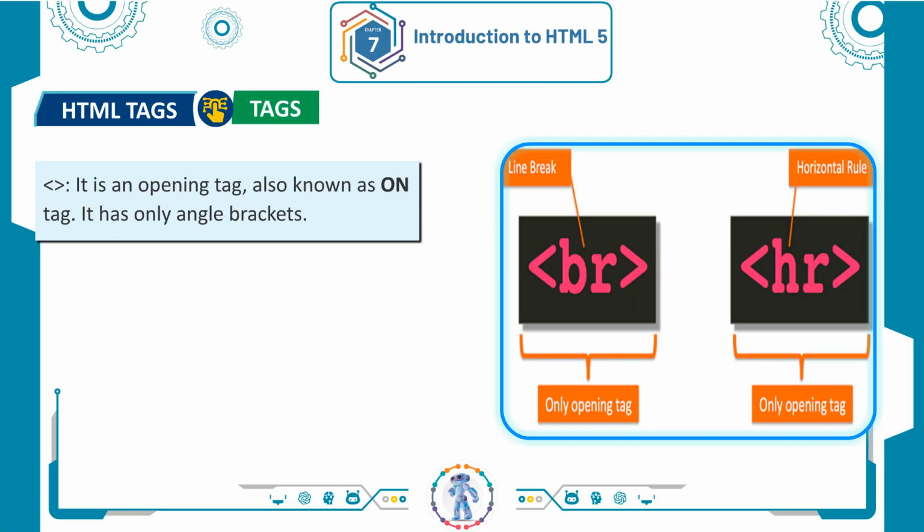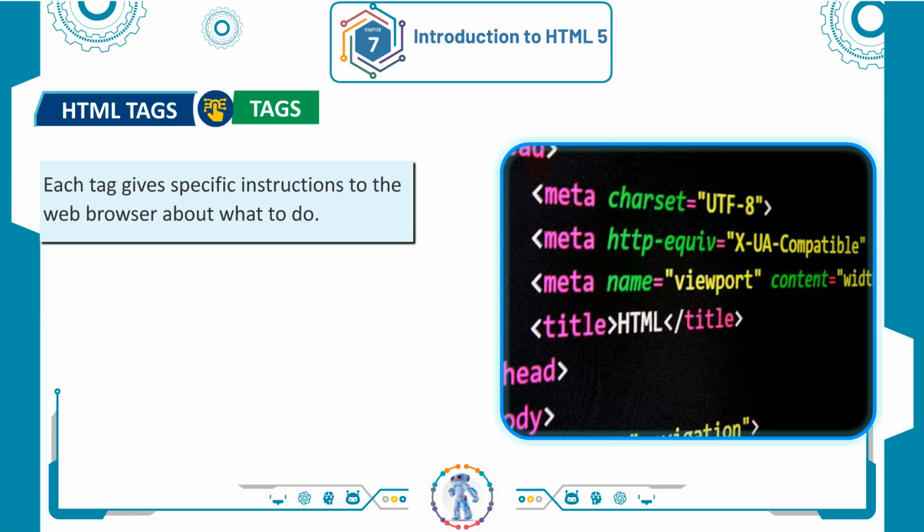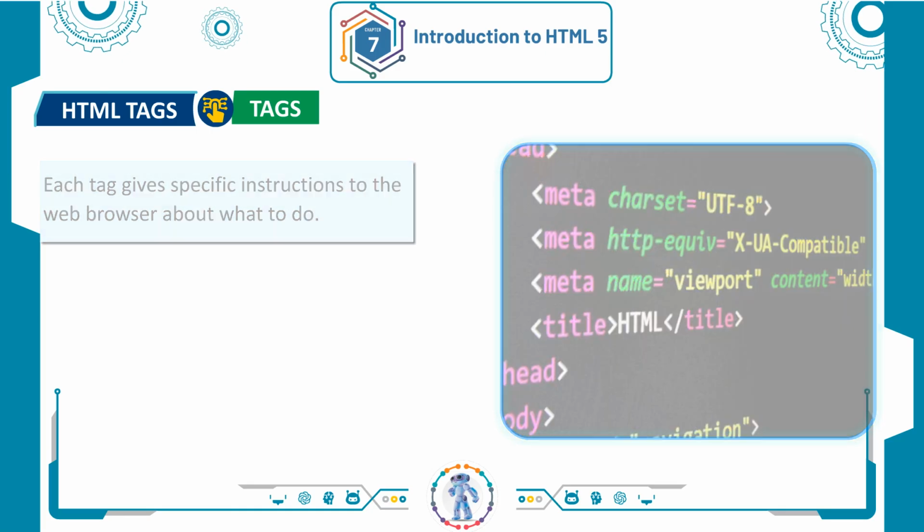<HTML> is an opening tag, also known as an on tag. It has only angle brackets. </HTML> is the closing tag, also known as an off tag. It has a / right after the opening angle bracket. Each tag gives specific instructions to the web browser about what to do.